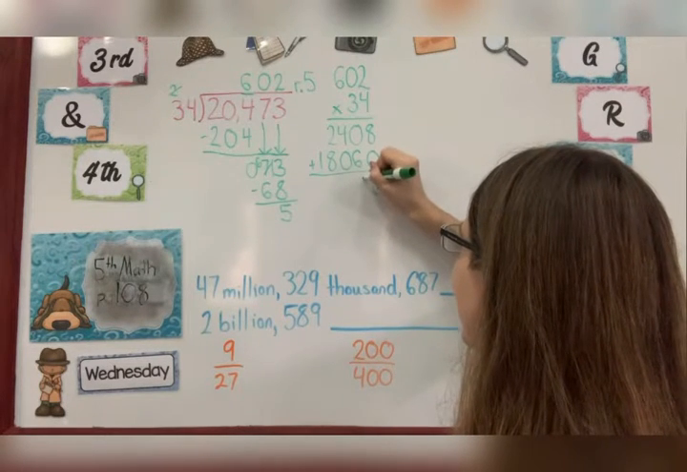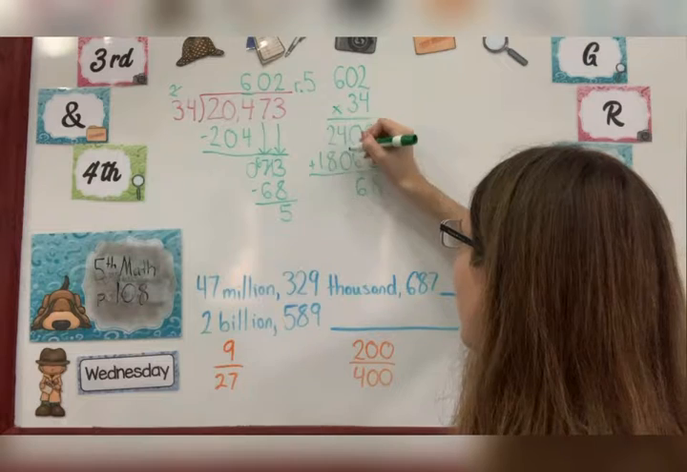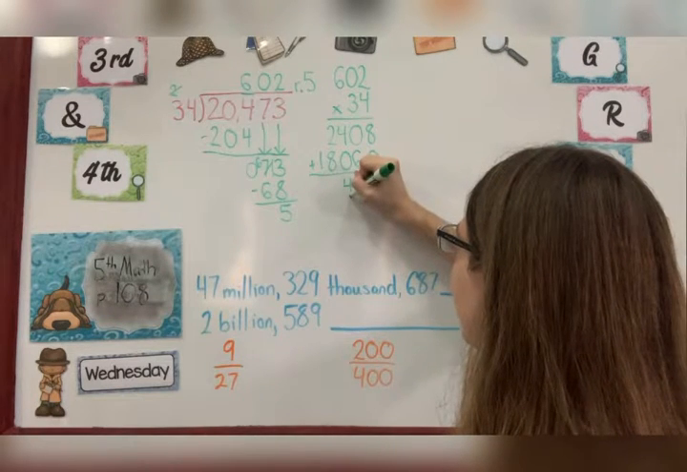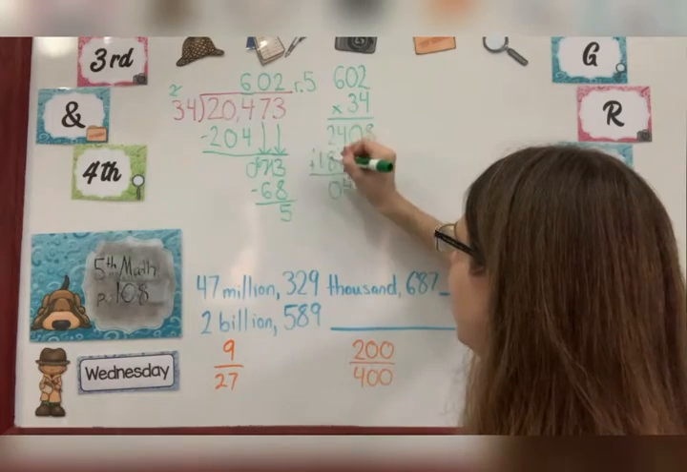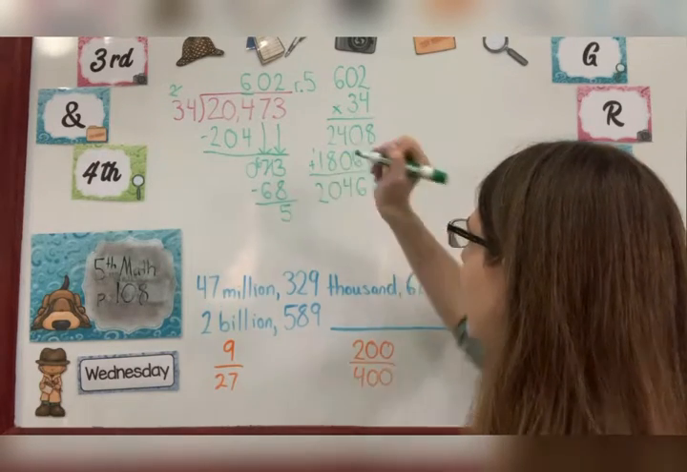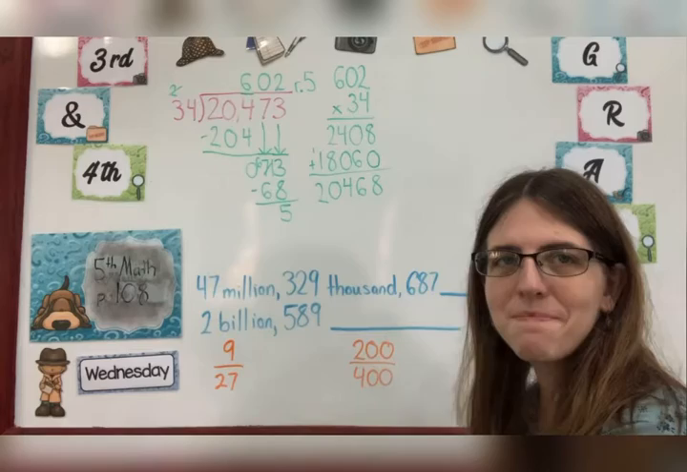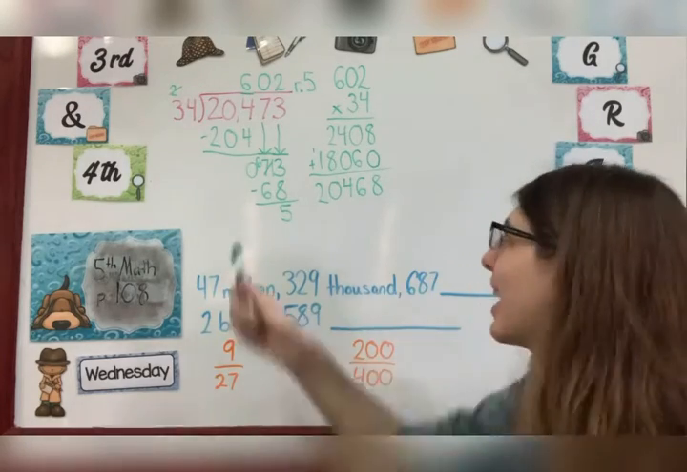Add those together. 8 plus 0 is 8. 0 plus 6 is 6. 4 plus 0 is 4. 2 plus 8 is 10, carry the 1, 1 plus 1 is 2. Am I done? Nope, because we have a remainder.